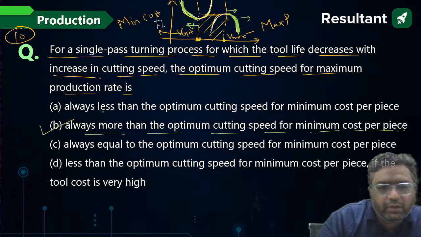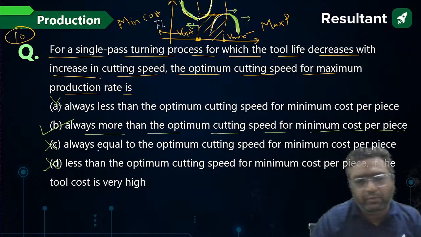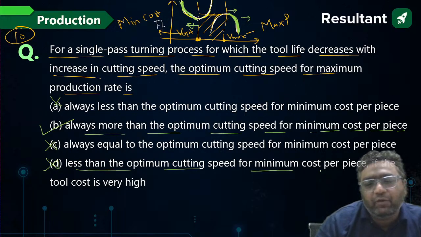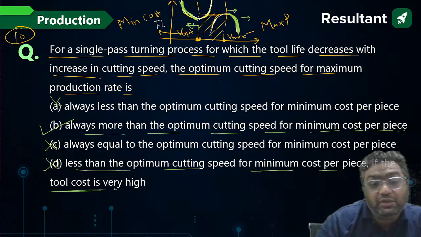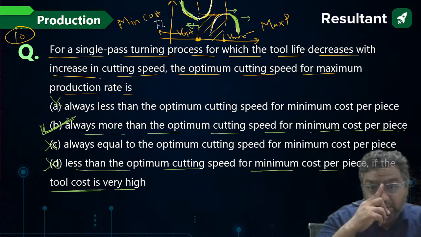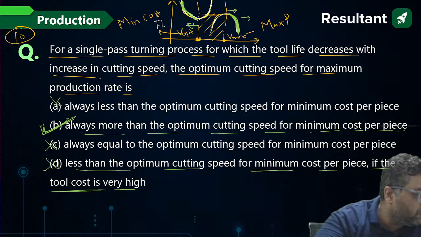So answer is B. Always less than the optimum cutting speed is wrong. Always equal to the optimum cutting speed is wrong. Less than the optimum cutting speed is wrong. So answer is going to be B. Okay, because they are saying less than the optimum cutting speed for minimum cost criteria if the tool cost is very high. Okay, so answer is going to be B for this. Everybody got it?